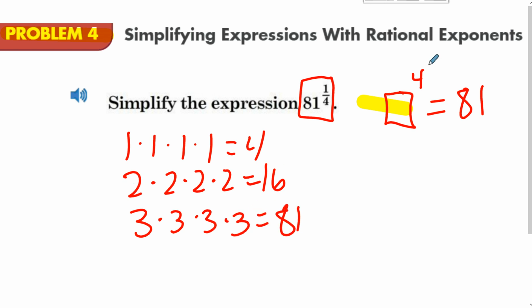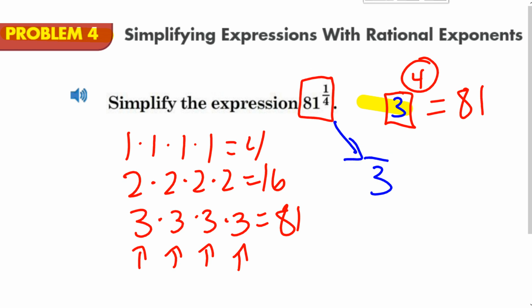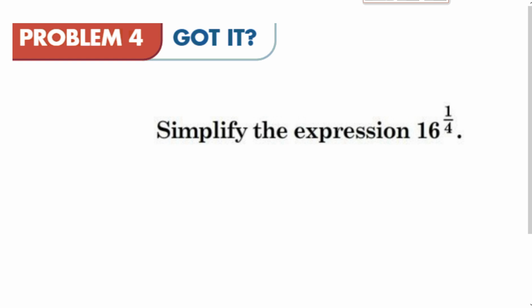So what did I multiply by itself 4 times? How many 3's do I have here? 1, 2, 3, 4. So I multiplied a number by itself 4 times, and that number is 3. So 3 to the 4th is 81, so our answer is 3. We'll highlight that answer. It's a little bit different, but it's asking what times itself the denominator amount of times is the base of the fractional exponent. Okay, let's go ahead and do a quick one of these.